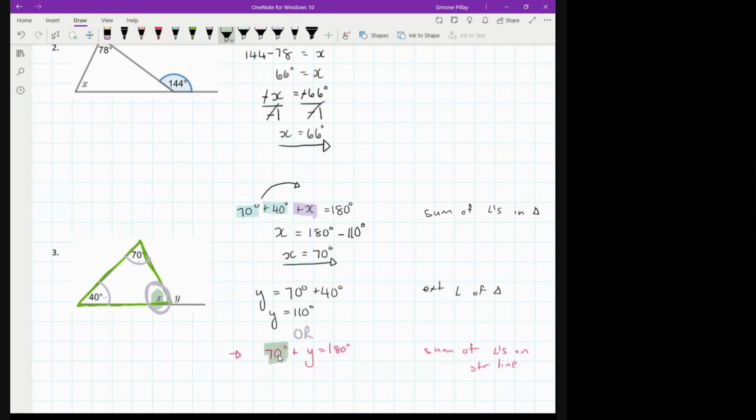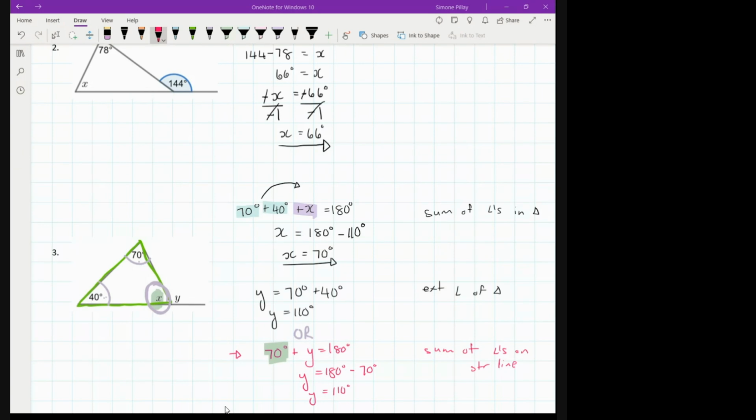Okay, so Uma said, let's transpose the 70 because we want y by itself. Y is equal to 180 degrees minus 70. Y is equal to 110 degrees. Okay, that brings us to our brain break. But before that, Unati, do you have a question?